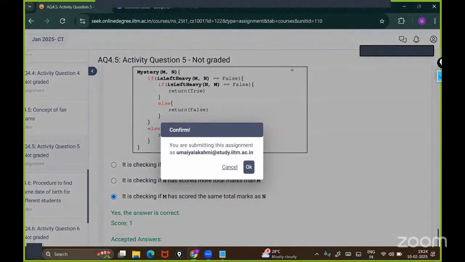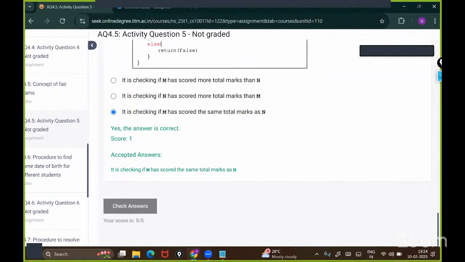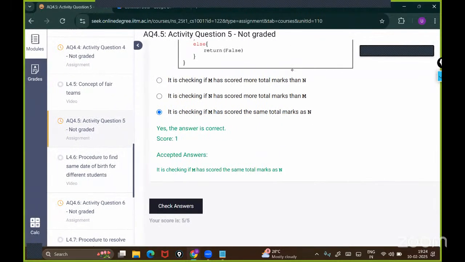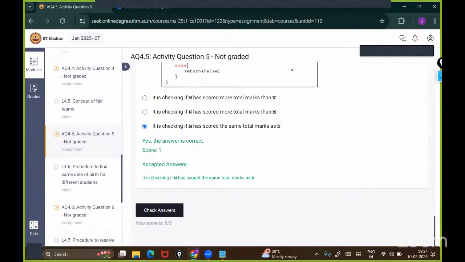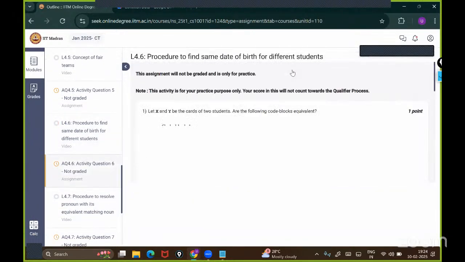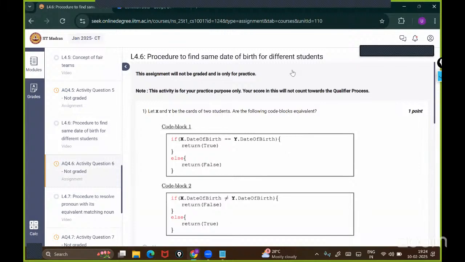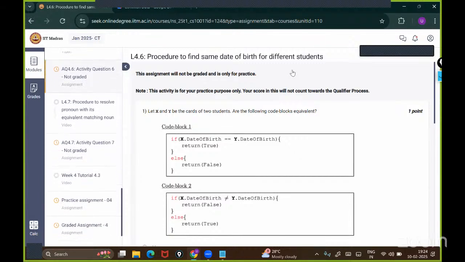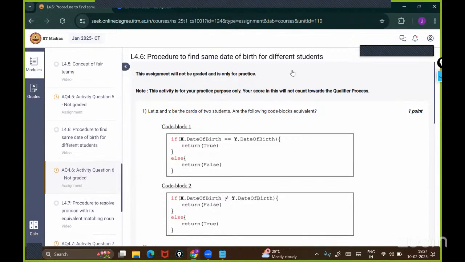Yes, everyone? Yes, ma'am. Okay. Now proceeding with assignment 4.6. So before that, do you have any doubts so far, people, before moving to the next activity questions?